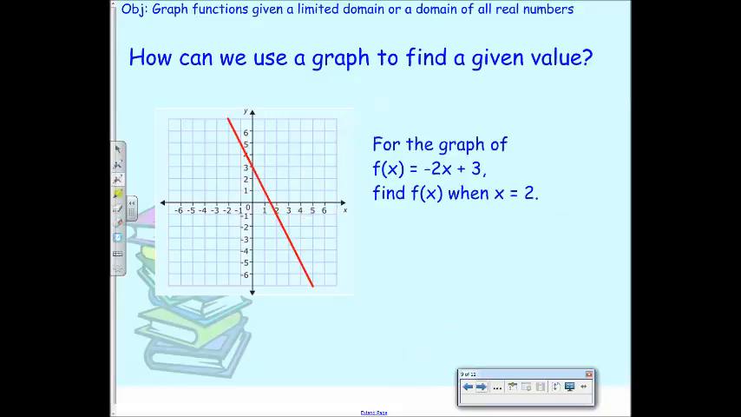So for this one then, find f of x when x equals 2. Find f of x when x equals 2. So where is x equal to 2? I'm going to draw a line right down here. And I want to know where that f of x equals 2. It's right here at this line. So where does that happen? Well, here's the line. Where does it hit this line? At -1. So then my answer is -1. All right, so you just look and see where it hits that line.